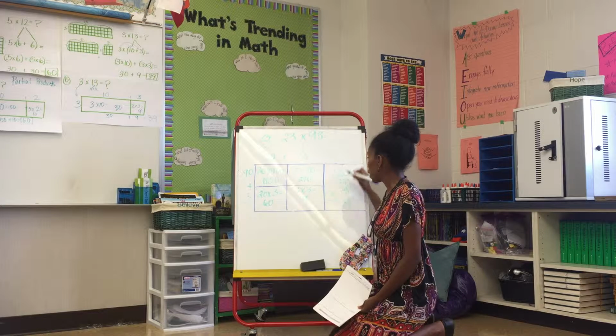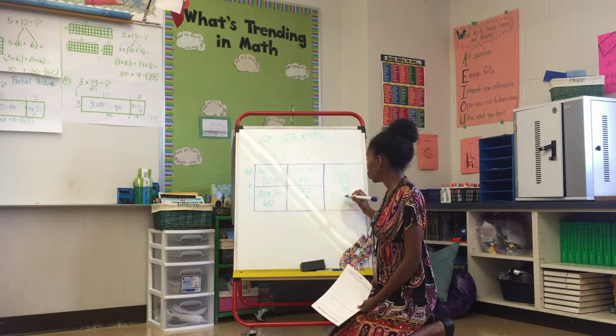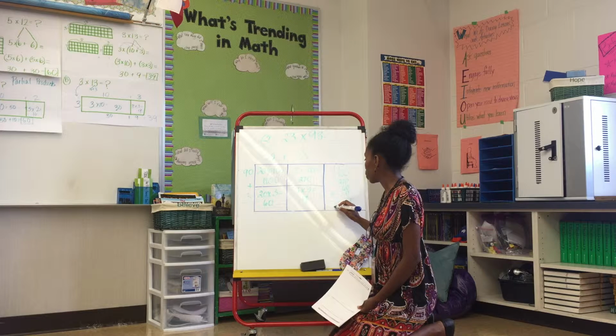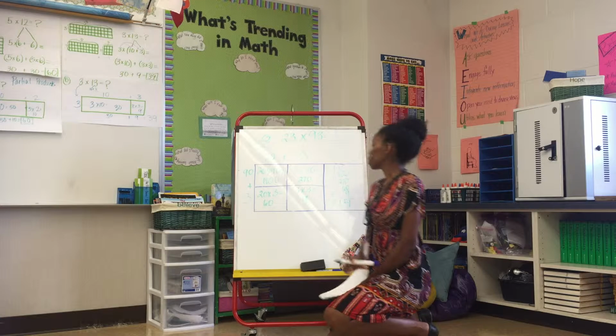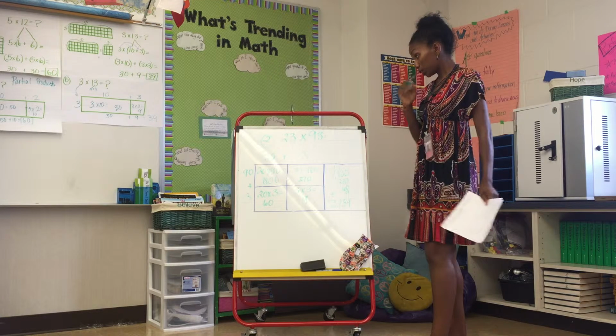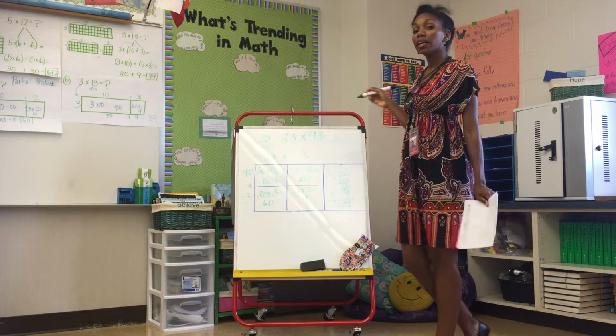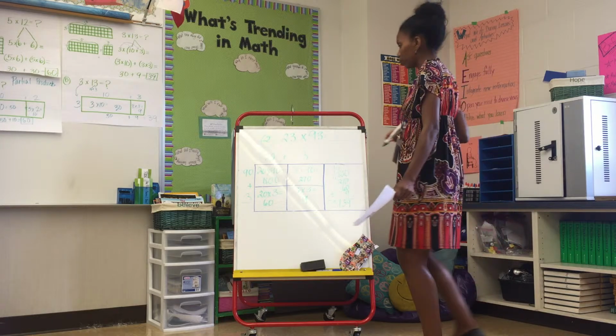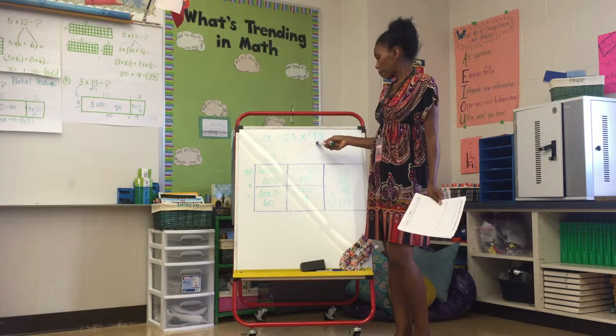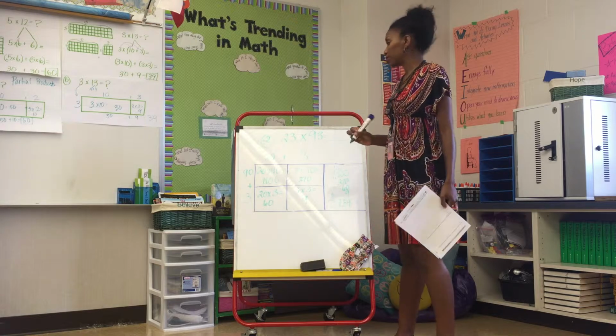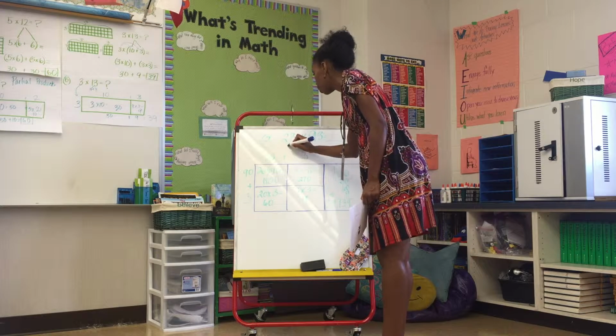Take a moment and record that. The very first thing I do when I use partial products is I write my numbers in expanded form. So I'm going to put 20 plus 3, because that's the expanded form of 23, across the top, and then on the side I'm going to write 90 plus 3.